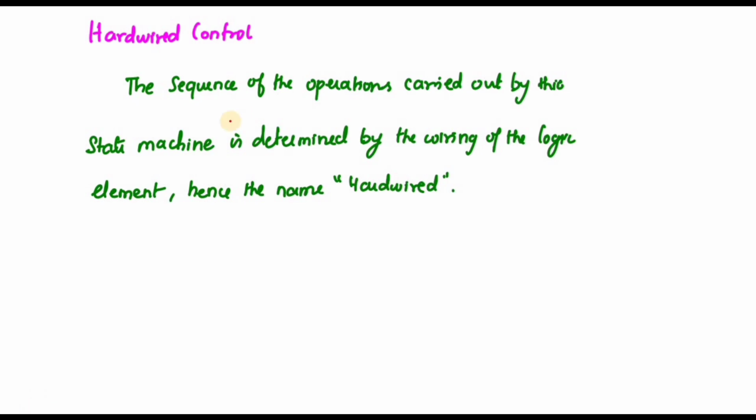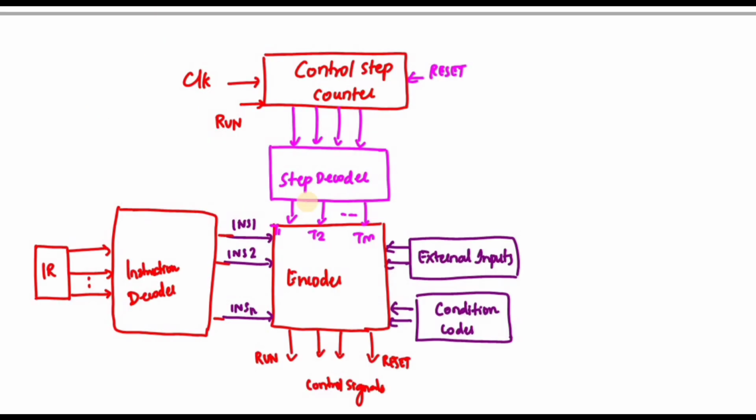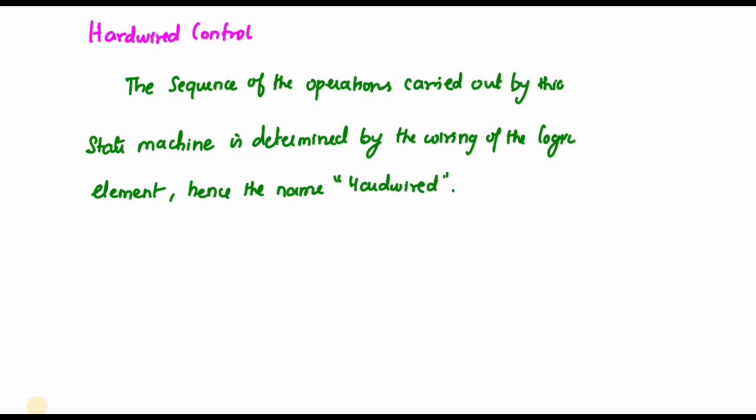So, in order to generate this control sequence, each step in the sequence must be completed in one clock period. Okay. So, for that one, what we are going to do is we require a control steps counter in order to keep track of this control step. Okay. So what is hardware controller is the sequence of operations which is carried out by the state machine.